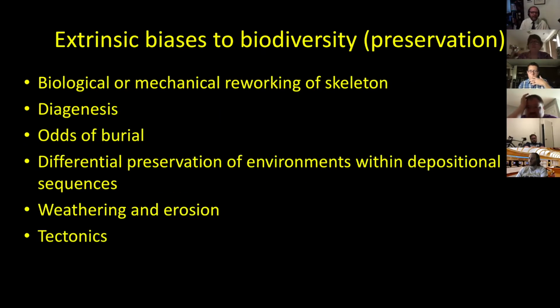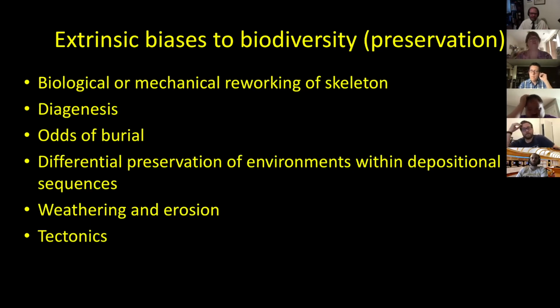Extrinsic biases in terms of preservation are also a problem. Biological and mechanical reworking of skeletons, so organisms tearing things apart or being washed down a stream or ground. Diagenesis and other rock processes can destroy fossils or in some cases enhance the preservation. Odds of burial of organisms. Burial is generally required for preservation, but some organisms, and where they live and how they live interacting with the environment, are more easily buried than others.